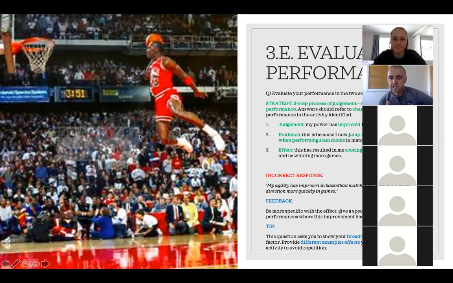Yeah. And with this one here, it has to stay in the same activity. So for section two and three, you're talking about it in one activity. Sorry, I should have said that. Section two and three is through one selected activity.